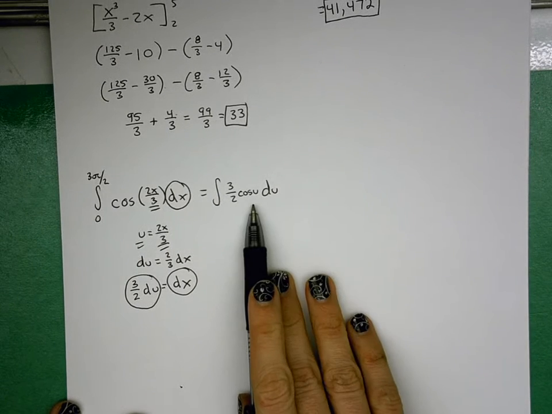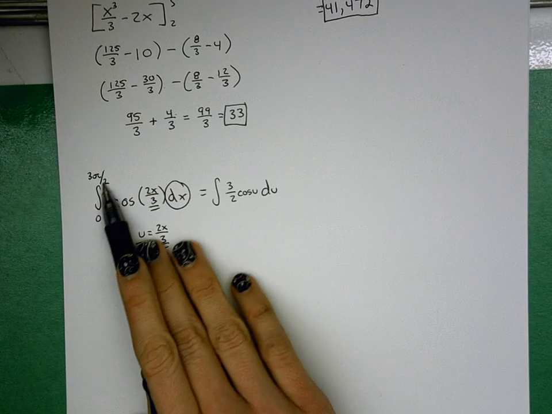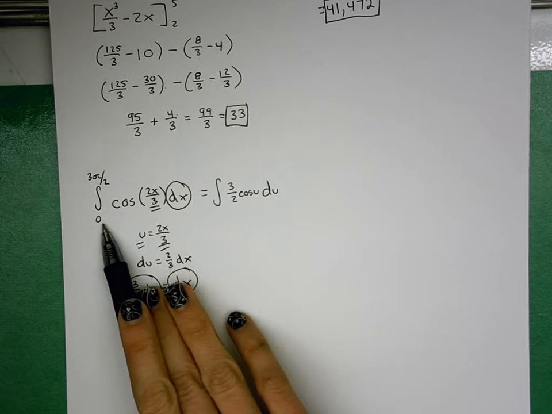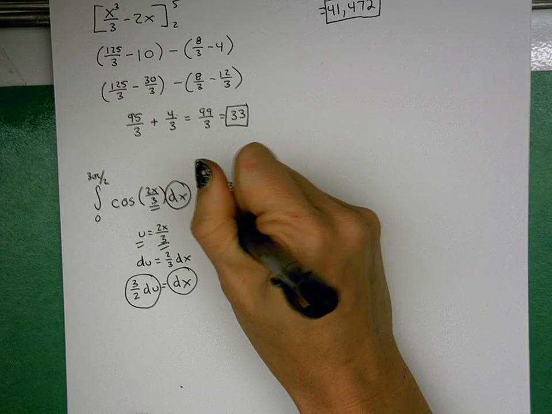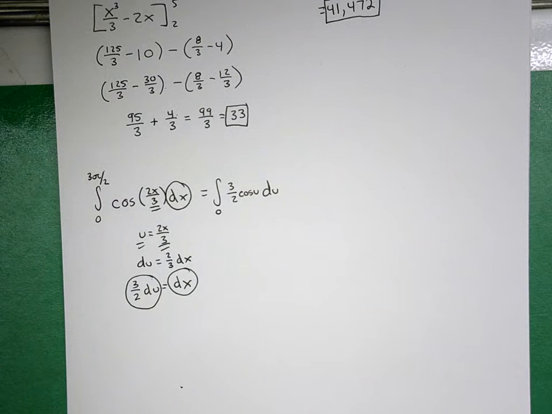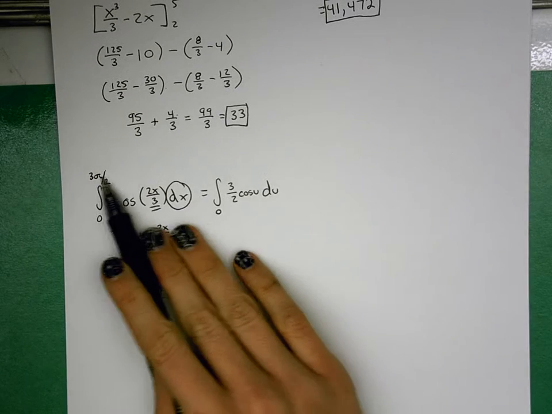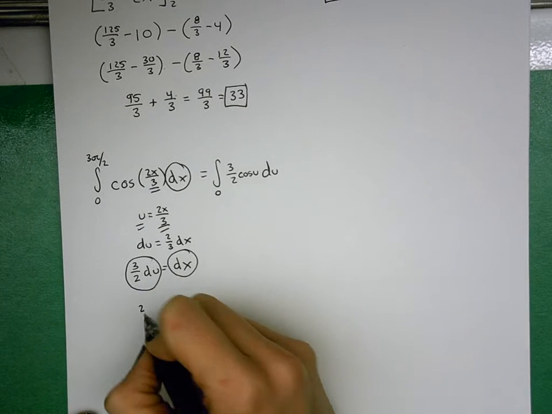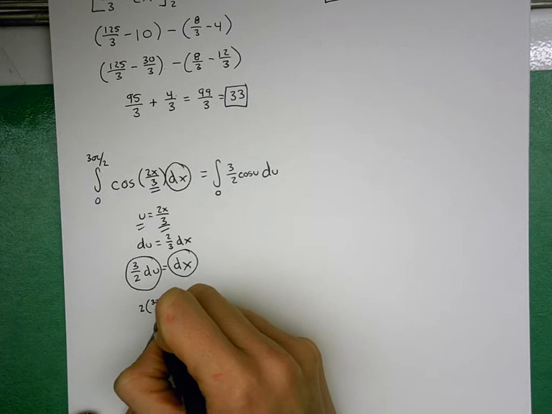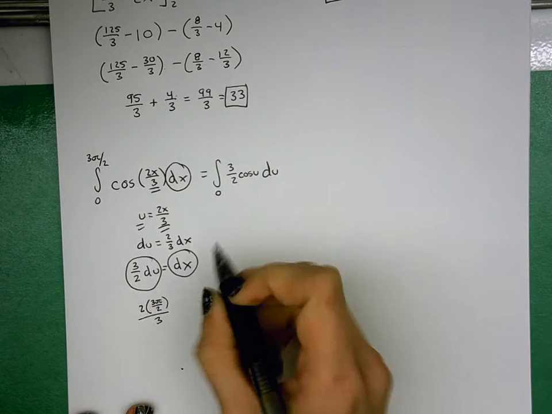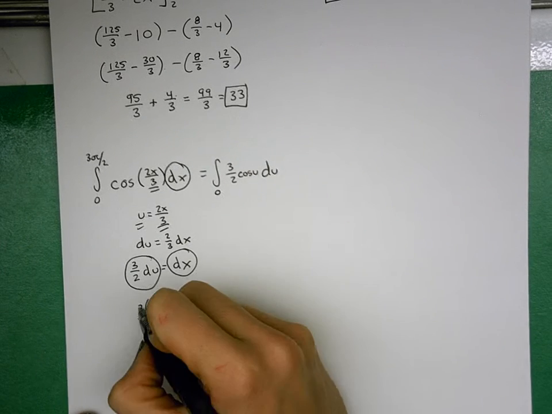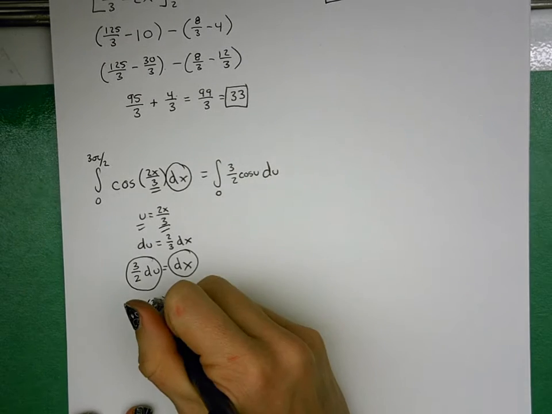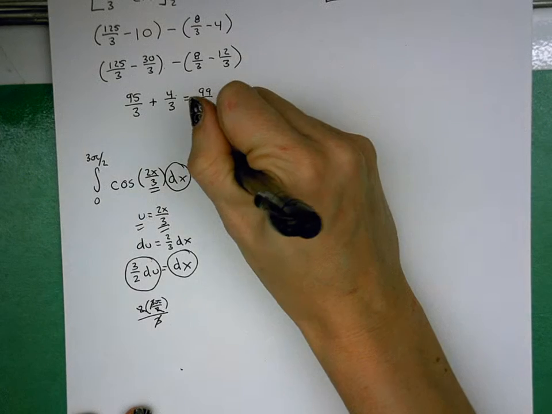Okay, because we switched to u, we're going to go ahead and switch our bounds, because these are x bounds. To turn this 0 into a u, I'm going to go ahead and plug it into my u here. So 2 times 0 divided by 3 is still 0. Okay, but the 3 pi over 2 when I plug that in, I'll show it down here. 2 times 3 pi over 2 divided by 3, plugging it in right here. The 2's are going to cancel, leaving me with 3 pi over 3. And then the 3's are going to cancel, leaving me with pi.